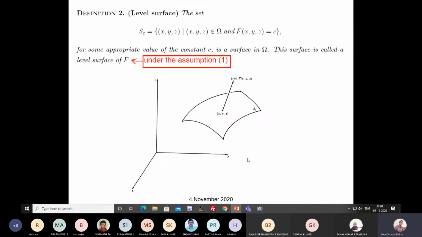This one I'll talk about in normal later on. Okay, this is the definition of level surface. See, the set of all points in the three-dimensional space. Not all points, so they are taking a subset of R3. They are calling it omega, right? And in such a way that f of x, y, z equal to c, for some appropriate value of the constant c, is a surface in that omega. Okay, and this surface is called a level surface of F. I'll show you a picture of that.